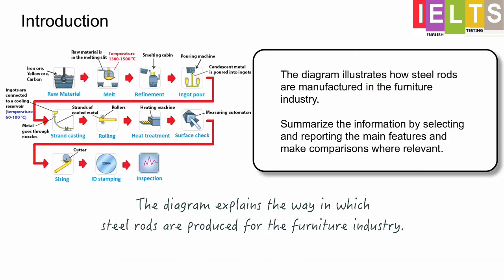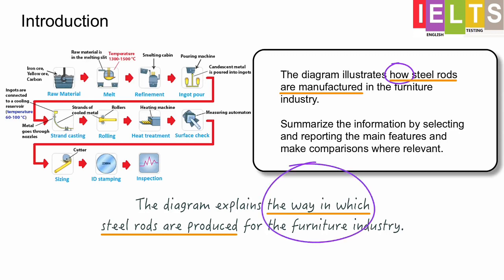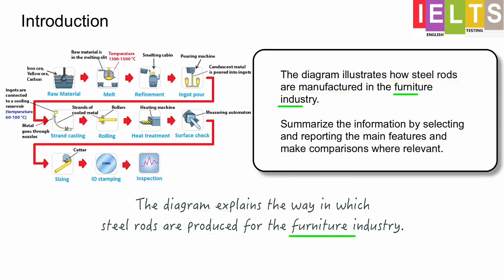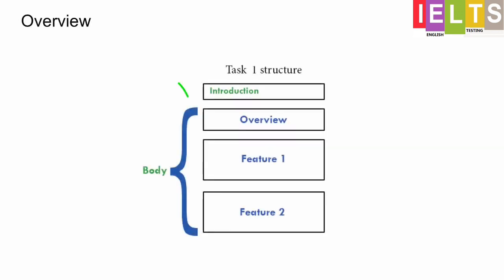Next, I changed the phrase how steel rods are manufactured to the way in which steel rods are produced. So, instead of writing how, I wrote the way in which, and instead of writing manufactured, I wrote produced. And then comes furniture industry, and I kept it the same. So that's all with our introduction. We have paraphrased the topic so the examiner can get familiar with our diagram. Now let's move on to the next paragraph.